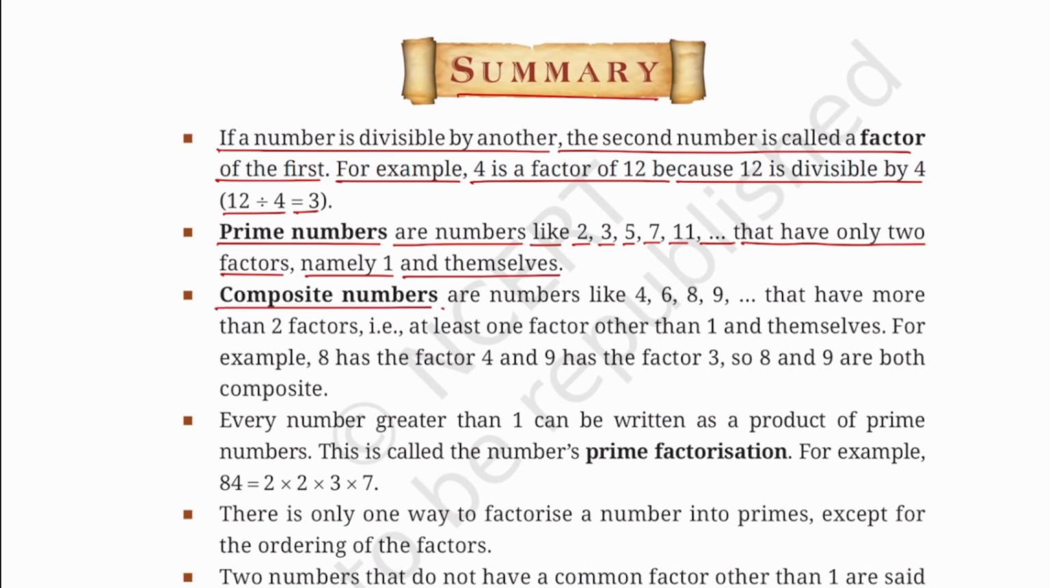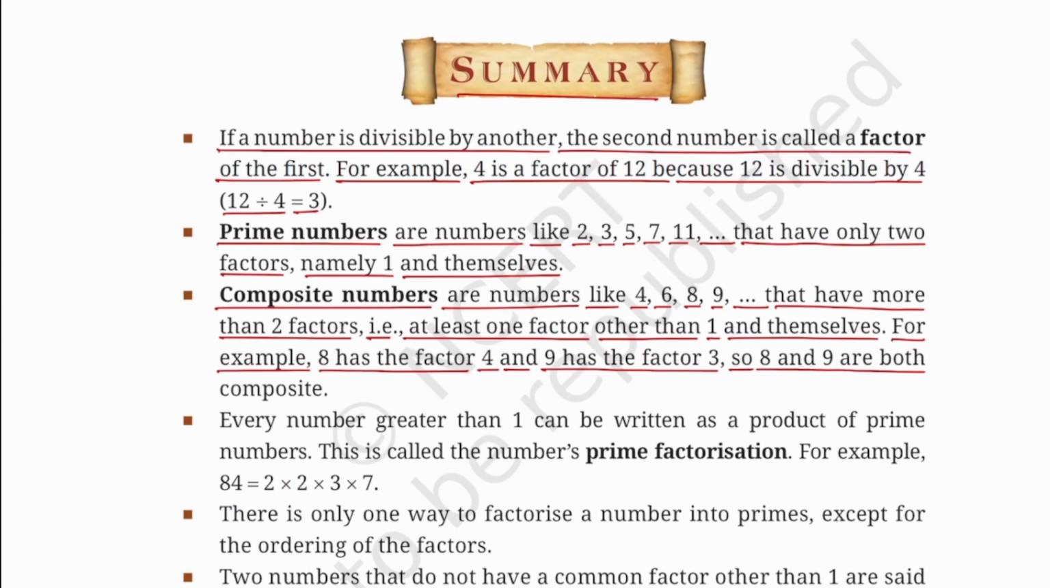Composite numbers are numbers like 4, 6, 8, 9, and so on that have more than two factors, that is, at least one factor other than 1 and themselves. For example, 8 has the factor 4 and 9 has the factor 3, so 8 and 9 are both composite.